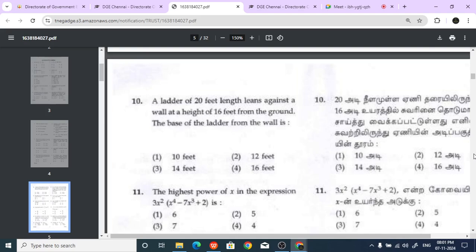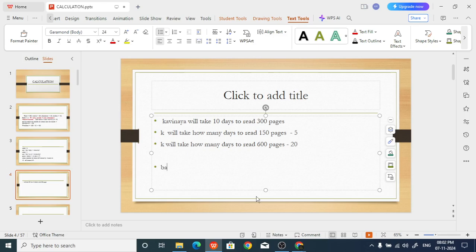What is the theorem we have to use? It is a right angle triangle, so the Pythagoras theorem. Base square plus height square will be hypotenuse square. That is 16 square plus base square is equal to 20 square. So base square is equal to 20 square minus 16 square.